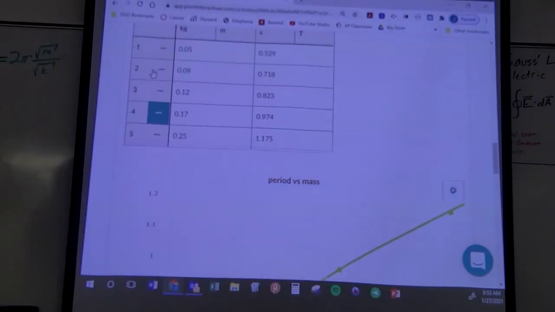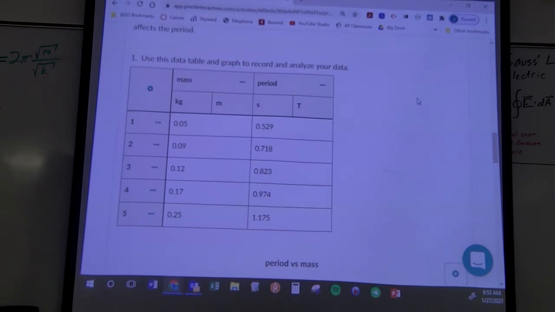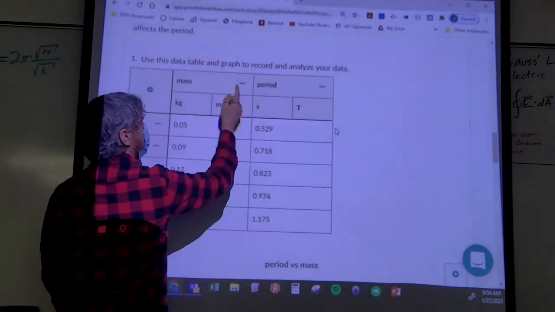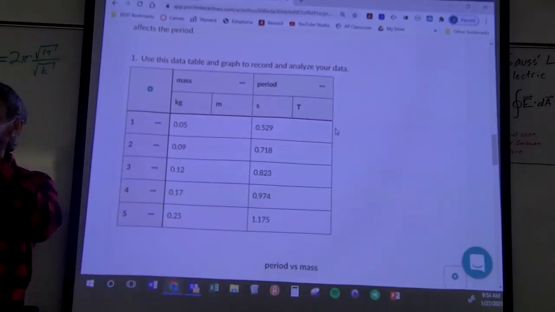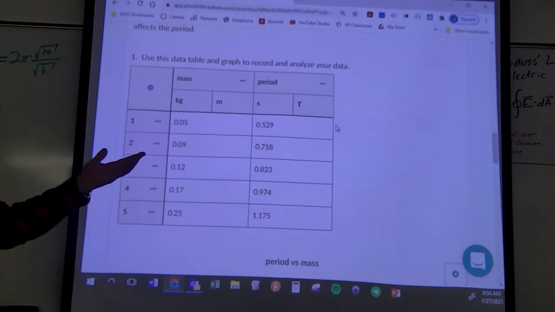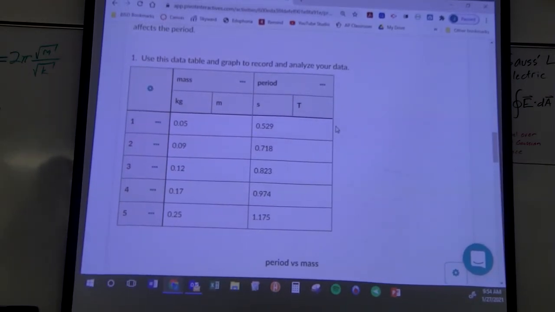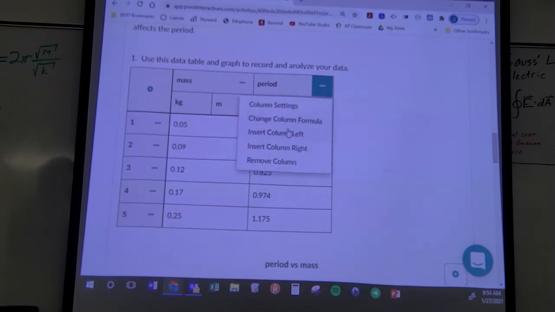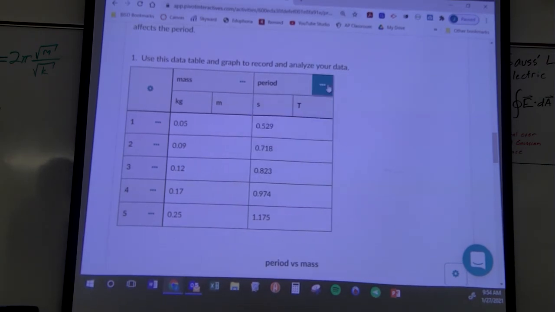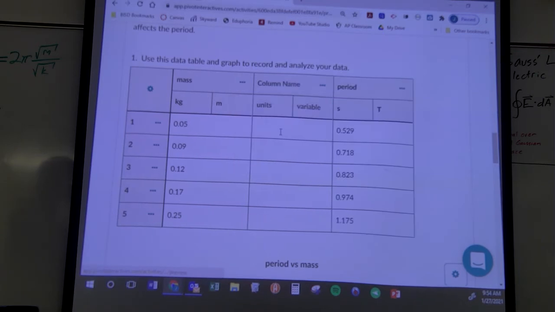Okay, so I'm going to go up here. I need to add a new column though, because I don't want to plot the period versus the mass anymore. I want to plot the period versus the square root of the mass. And so I'm going to put a new column in, and I want it right next to the mass, because my brain likes to see the mass and the square root of the mass right next to each other. You don't need to, because when you look at the graph, you can choose whichever column you want to plot. But I'm going to go ahead and put it to the left of this guy, so I just click on insert column left. So now I got a new column.